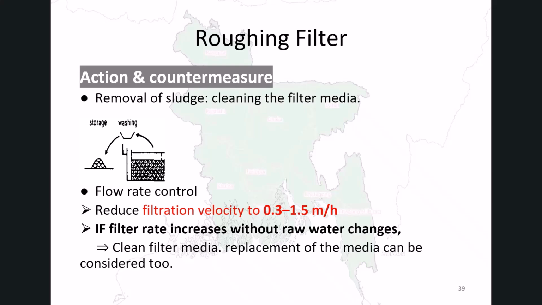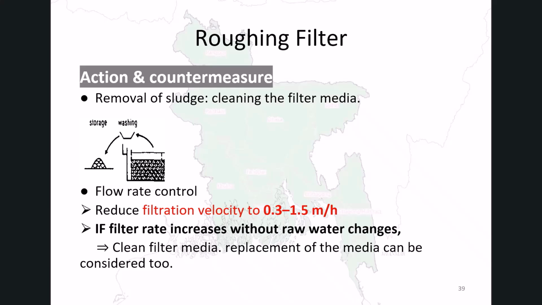Let's look at what actions to take when the roughing filter is confirmed to be deteriorated. The first step is removal of sludge. This means cleaning the filter media thoroughly. As shown in the illustrations, flushing and washing are essential to restore the porosity of the media. Next is flow rate control.